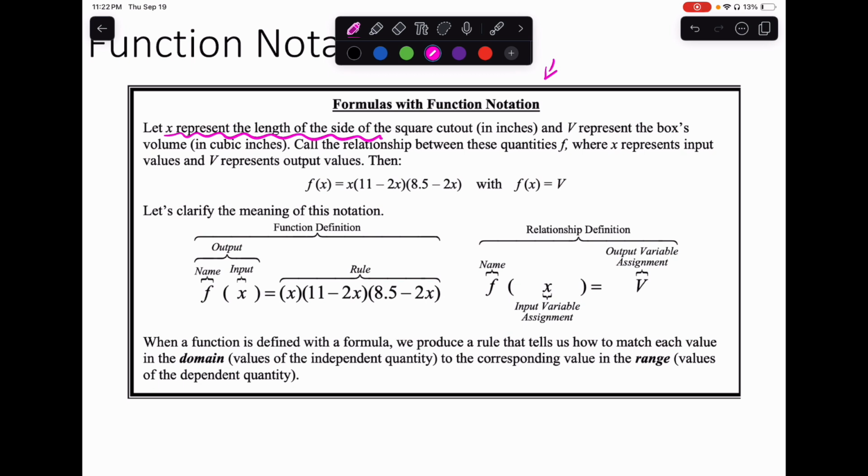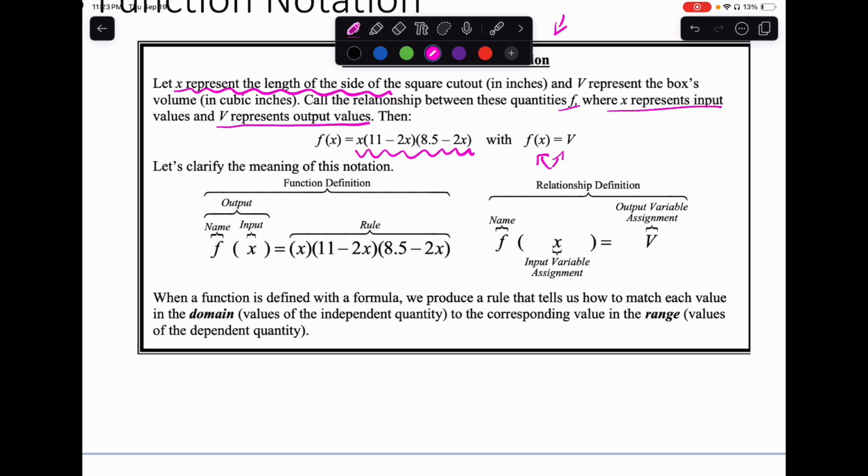So what they did here is we have a function, okay, called the relationship between these quantities f, where x represents the input values and v represents the output values. So that's super important when understanding what function notation means, right? So we're just setting volume equal to f of x. And then we have our regular rule that we wrote out before. And then it's super important to understand the parts here, okay? So, right, x is our input. F of x is our output in the same way that volume is also our output. And then the entire thing is just what we call the function definition.